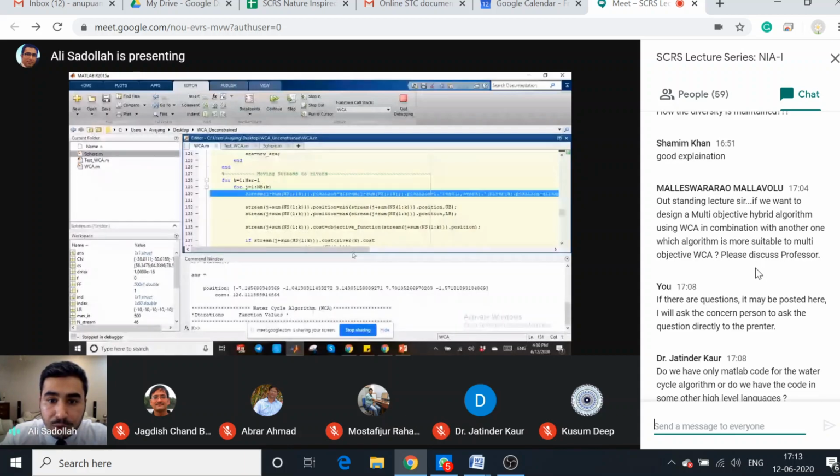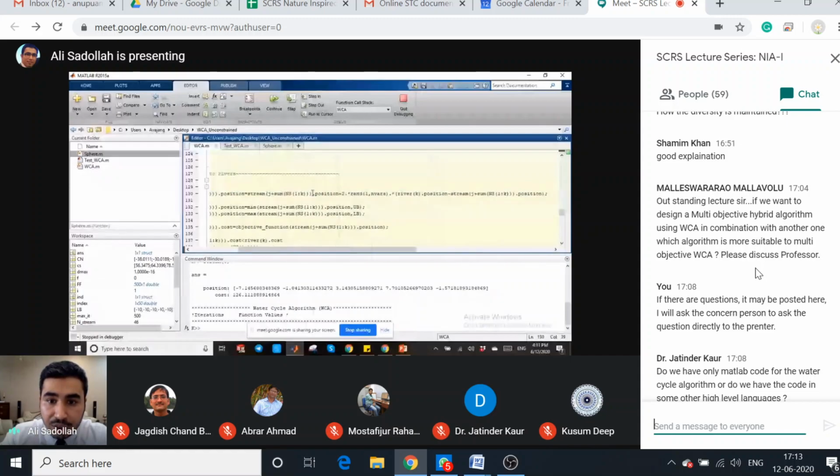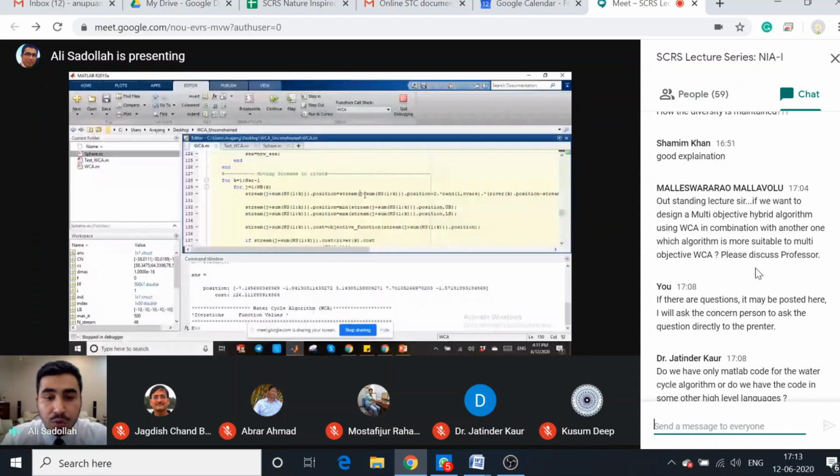You always should add this value to J, because we should obey the order of the total populations. Otherwise, the numbering would be very hard to follow, to find out which stream flows to which river. You should be very careful about this.